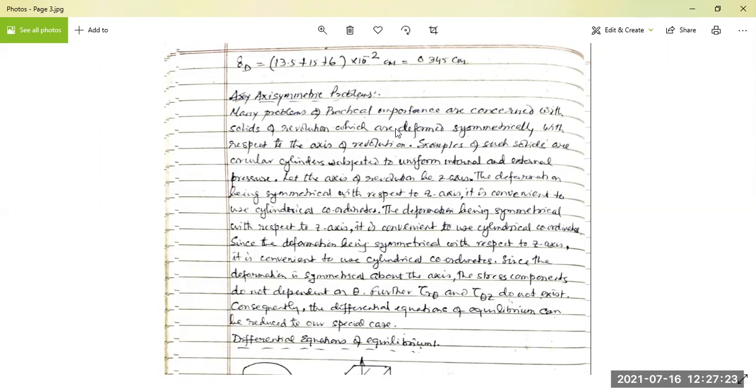It is defined as a particular solid which is deformed similarly with respect to an axis of revolution. The solids are deformed with respect to the axis of revolution, meaning there should be a straight line, which is the axis. About this straight line we have a revolution; this is our axis of revolution.